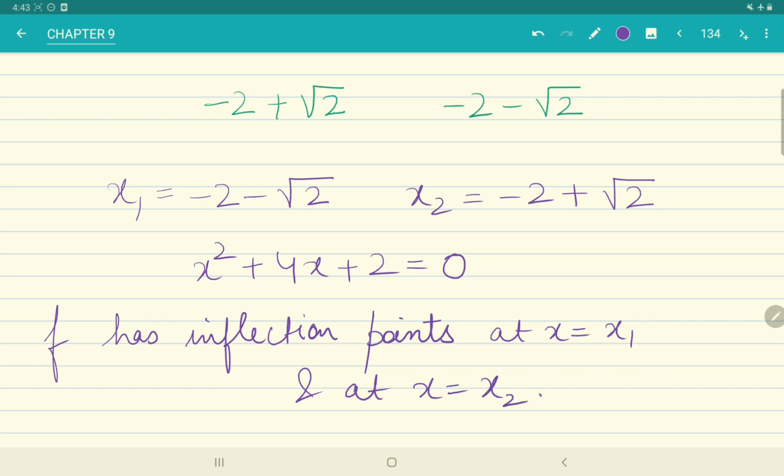To ascertain this, I have to look at how the sign of f double prime x changes at x1 and at x2. So for that, again we have to take a look at the sign diagram. If by looking at the sign diagram I see that f double prime x changes sign at these 2 points, only then I can be sure of these 2 points being inflection points. How did I get these 2 points? I set f double prime x equal to 0. So f double prime x is equal to 0 at these 2 points.